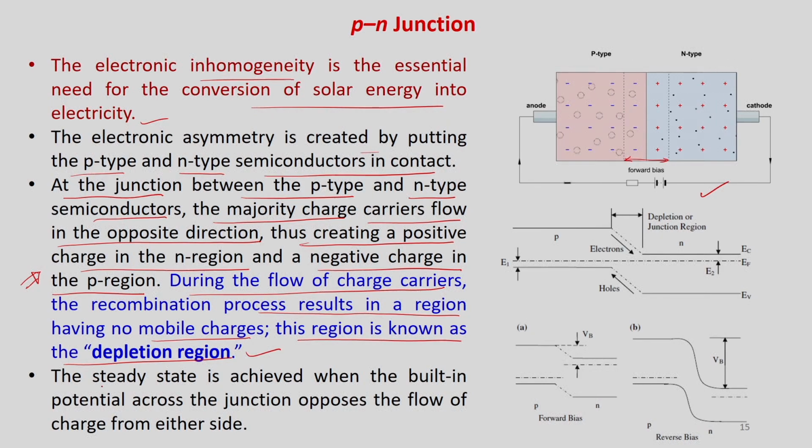Okay. The steady state is achieved when the built-in potential across the junction opposes the flow of charge from either side, right. So, what happens in case of reverse bias? As you can see, this depletion region will increase, but in case of forward bias, this depletion region will contract. Okay, right? So, that is what is shown here. So, as we know, when we connect this, this has to be maintained at the center and this has to be almost constant for both the sides. Okay.